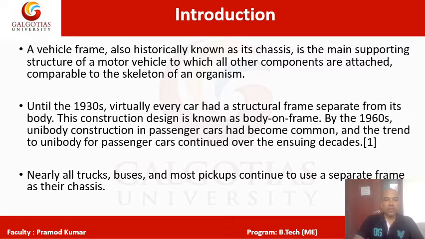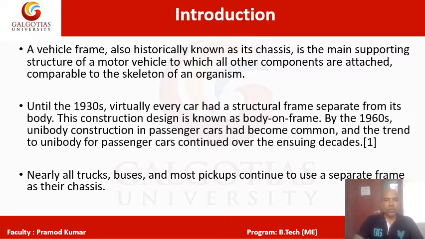Until the 1930s, virtually every car had a structural frame separated from its body. This construction design is known as body on frame. By the 1960s, unibody construction in passenger cars had become common, and the trend to unibody passenger cars continued over the ensuing decades. Nearly all trucks, buses, and most pickups continue to use a separate frame as their chassis.